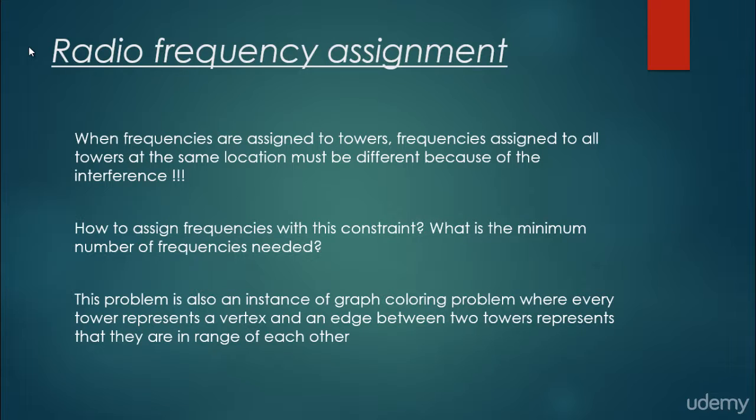Another very important application is the radio frequency assignment problem. When frequencies are assigned to towers, frequencies assigned to all towers at the same location must be different because of interference. How do we assign frequencies with these constraints, and what is the minimum number of frequencies needed? This problem is also an instance of the graph coloring problem, where every tower represents a vertex and an edge between 2 towers represents that they are in range of each other.